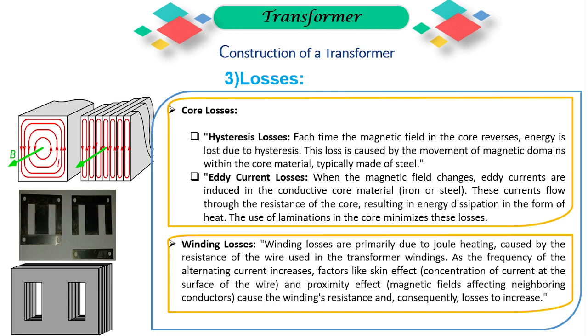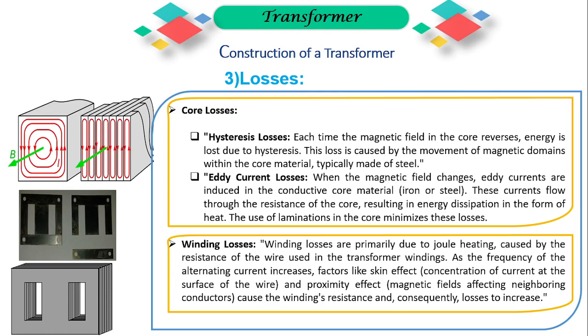Eddy current losses. Eddy currents are induced in the conductive core material, usually iron or steel, when the magnetic field changes. These currents flow through the core's resistance, resulting in energy dissipation in the form of heat. The use of laminations in the core effectively minimizes these losses.